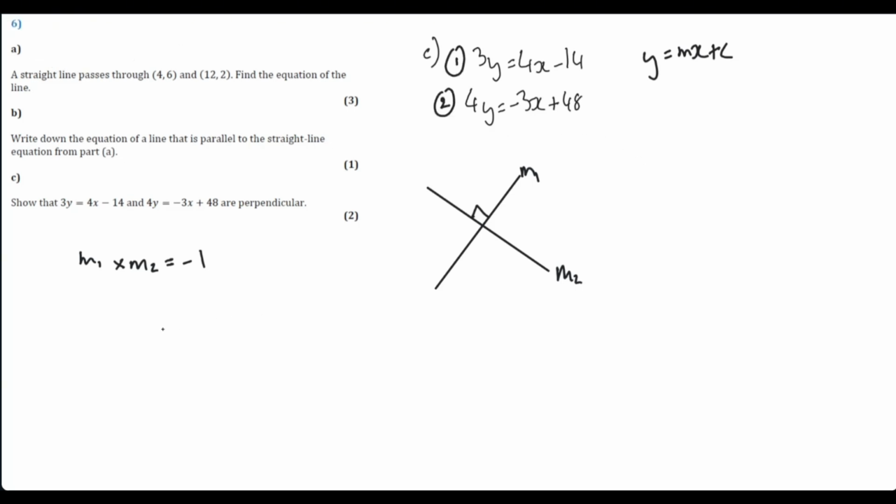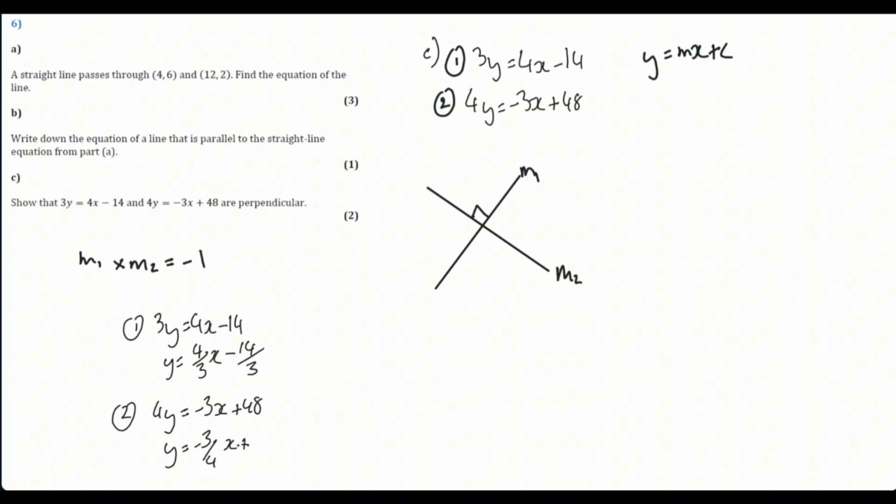Okay, so just put it down here. 3y equals 4x minus 14. I want to divide by 3 just to get y on its own. So that'll be y equals 4 over 3 x minus 14 over 3. Equation 2, we have 4y equals negative 3x plus 48. Divide by 4. So y equals minus 3 over 4 x plus 12. Just extract their gradients. And notice that if I multiply these together, I get negative 1. So therefore, they are perpendicular.